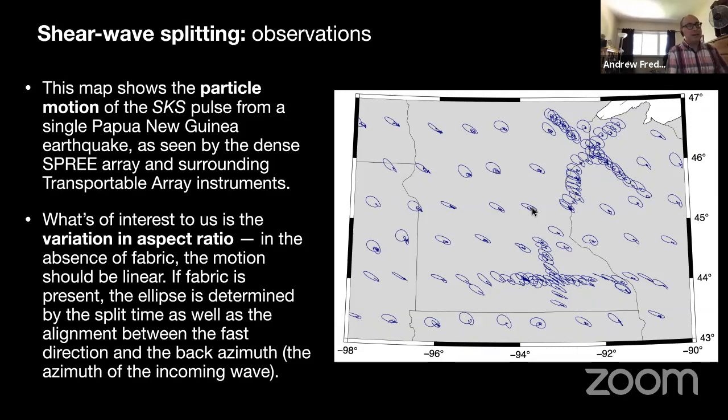But what we can mostly see out of this is that because the aspect ratio of this loop is varying so much across this study area, and here we're looking at the dense part of the Spree array, we expect lots of variation in the splitting parameters. So to get better than this, we actually have to analyze these data.